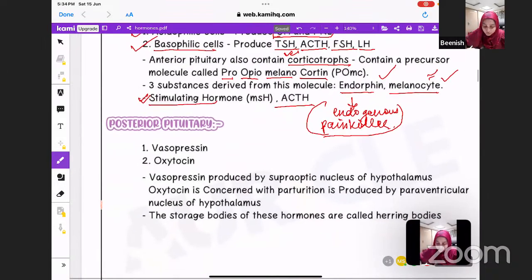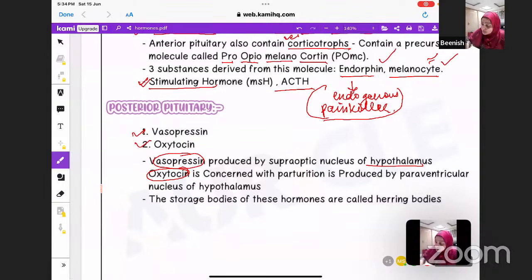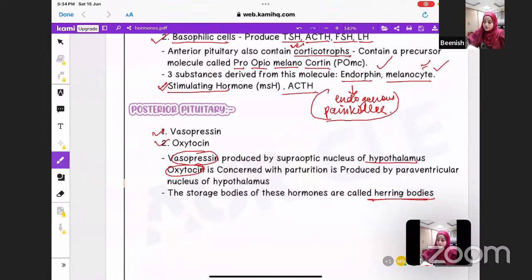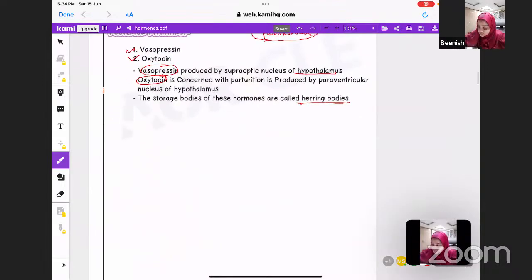Now, moving on to posterior pituitary. Your posterior pituitary does not produce any hormone, okay? Basically, it is involved in the storage and release of two hormones, vasopressin and oxytocin. Okay, so they are produced in the hypothalamus, your vasopressin and oxytocin, and then they are stored and released from the posterior pituitary. Remember this, very important, that your posterior pituitary as such is not producing any hormone. It is only involved in the storage and release of vasopressin and oxytocin. Now, the storage bodies of these hormones are called Herring bodies. So that was about posterior pituitary.